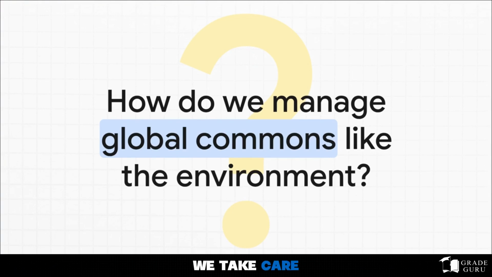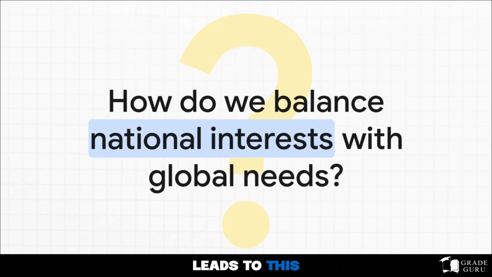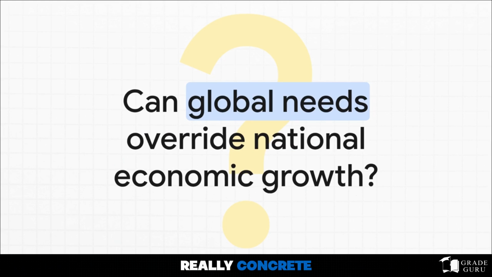First, how do we take care of the stuff we all share, our global commons, like the oceans, the atmosphere, or even global public health? And that naturally leads to this. How do you get a country to balance its own needs with what the whole planet needs? Let's make that really concrete. Should a global need, like slashing carbon emissions, be more important than a single country's desire to grow its economy?